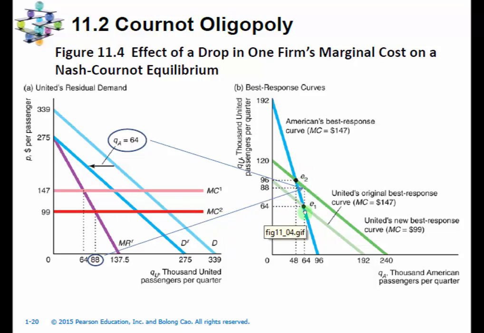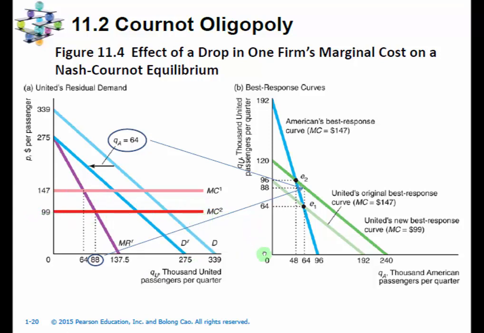Before, when both firms produced 64 units, the total output was 128. But now, one firm produces 48 for American, and United supplies 96 units. The total is 144 units, and the price has become $195, dropping from $211. The output quantity rose and the market price declined. That's actually good for the consumers, just because one firm has a lower marginal cost.